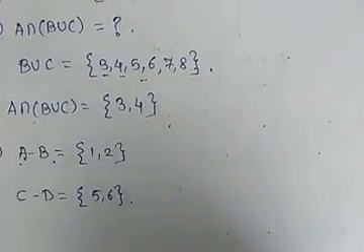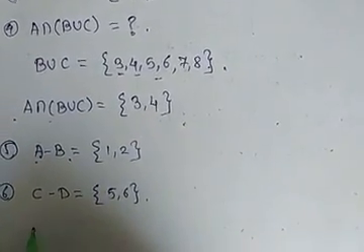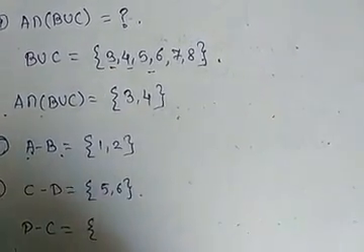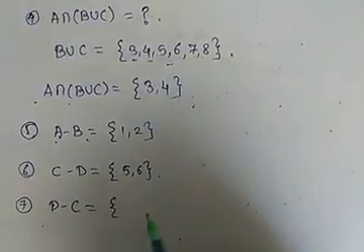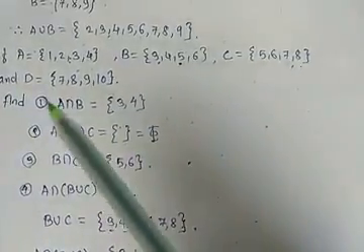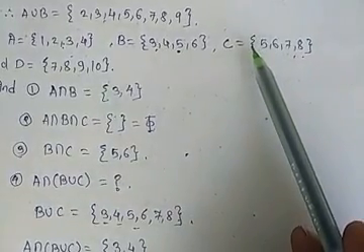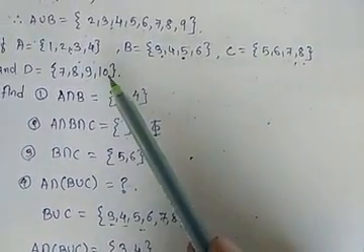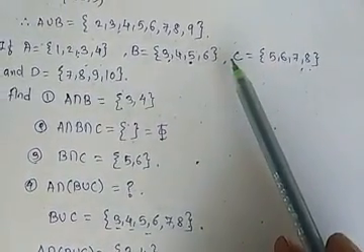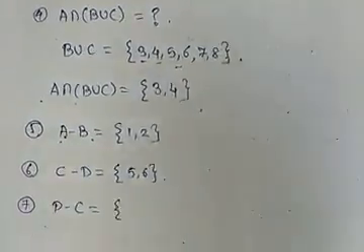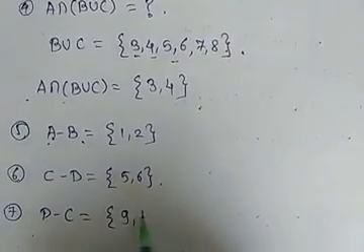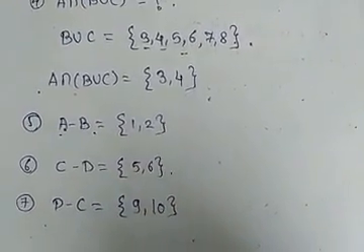Okay, and D minus C: if we find D minus C, from D, 7 and 8 are present in C. So 9 and 10 are absent in C, which we have to write in D minus C. 9, 10 will be D minus C.